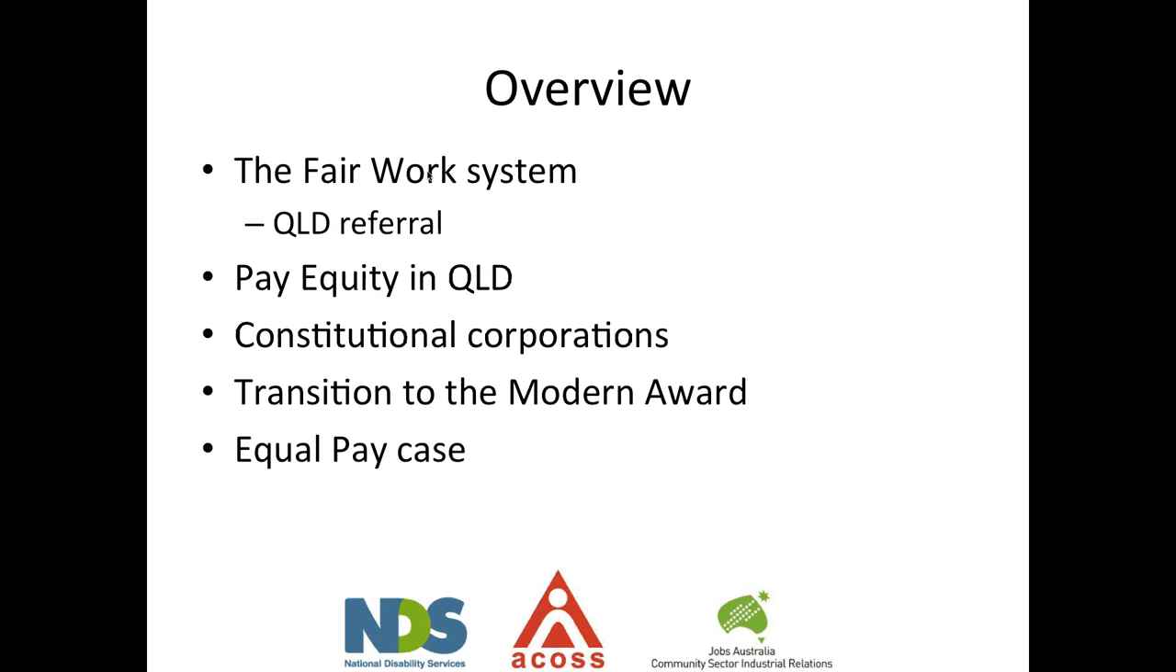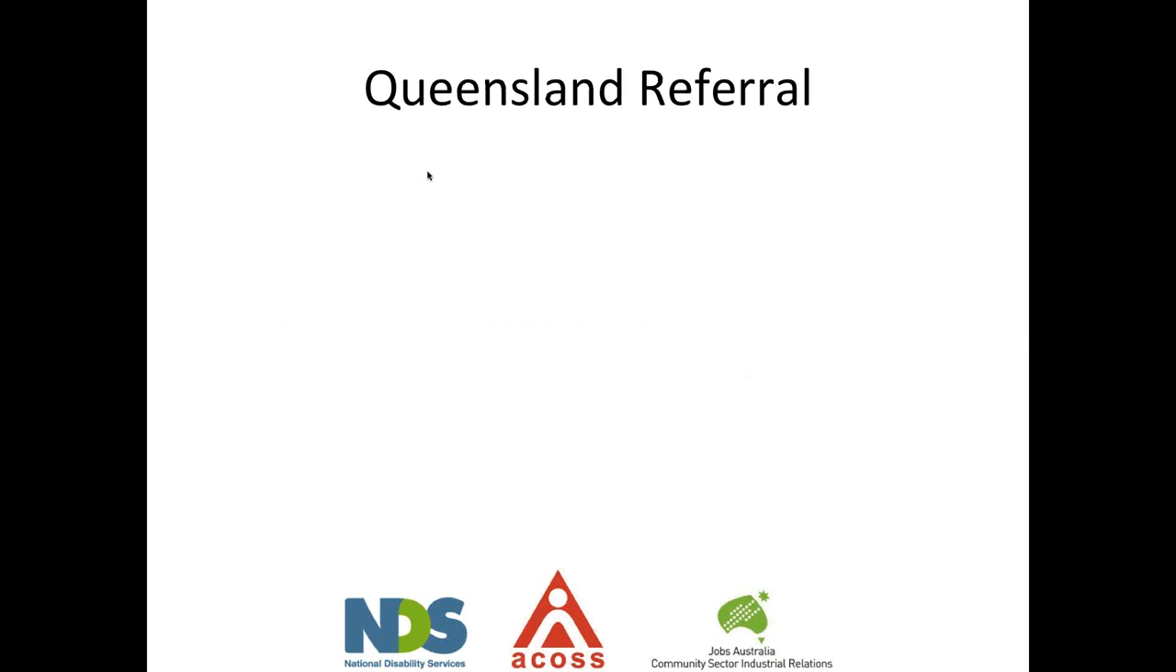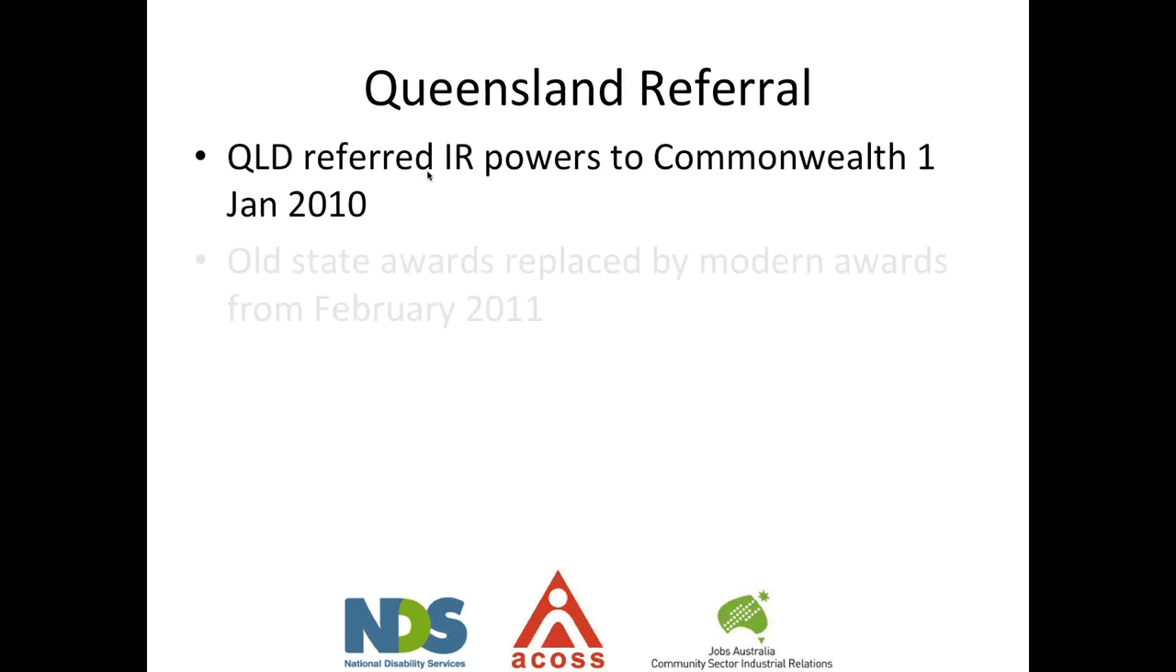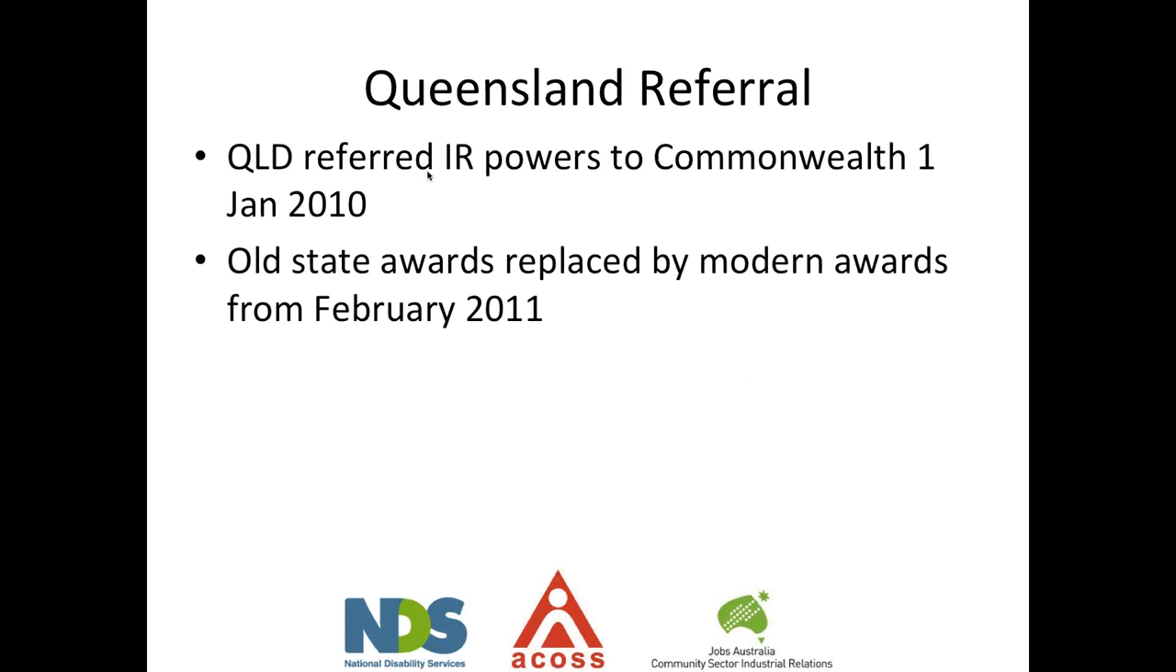In terms of the overview, we're going to have a look at the Fair Work system. That will include a brief overview of Queensland's referral of its powers to the federal system, pay equity in Queensland, constitutional corporations, the transition movement over to the Modern Award, and then lastly we'll have a look at the equal pay case. So Queensland referred its powers to the Commonwealth on January the 1st, 2010, and the old state awards have now been replaced by modern awards from February 2011.